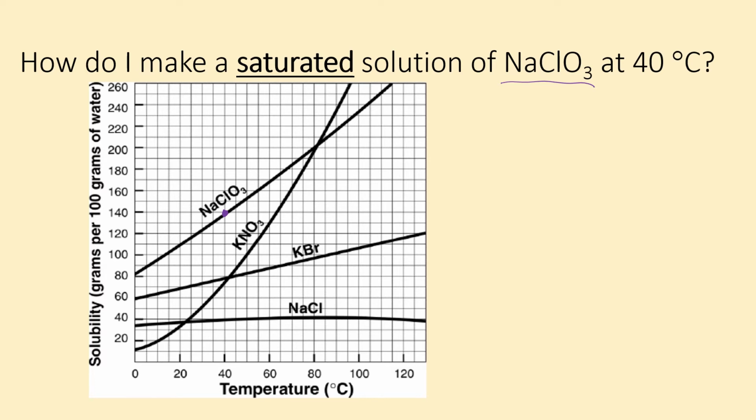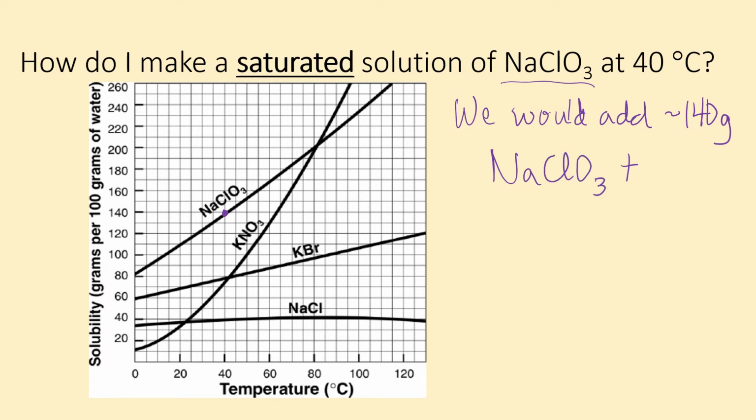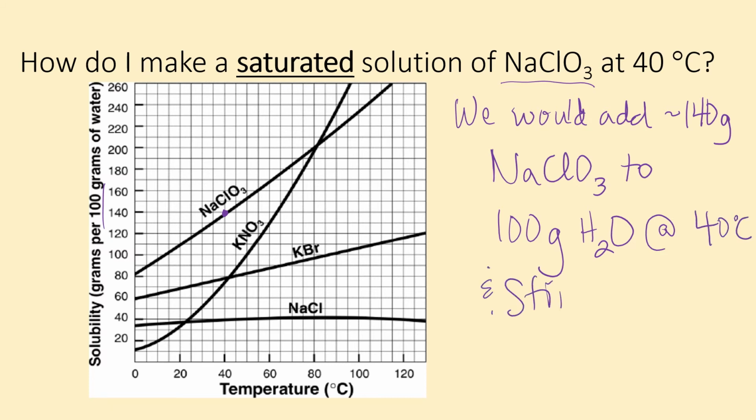So if we want to make a saturated solution, then we would add approximately 140 grams of NaClO3 to 100 grams of H2O at 40 degrees Celsius and stir. And every bit of that should dissolve because that's its saturation point. So the grams are on the y-axis and the temperature is on the x-axis.